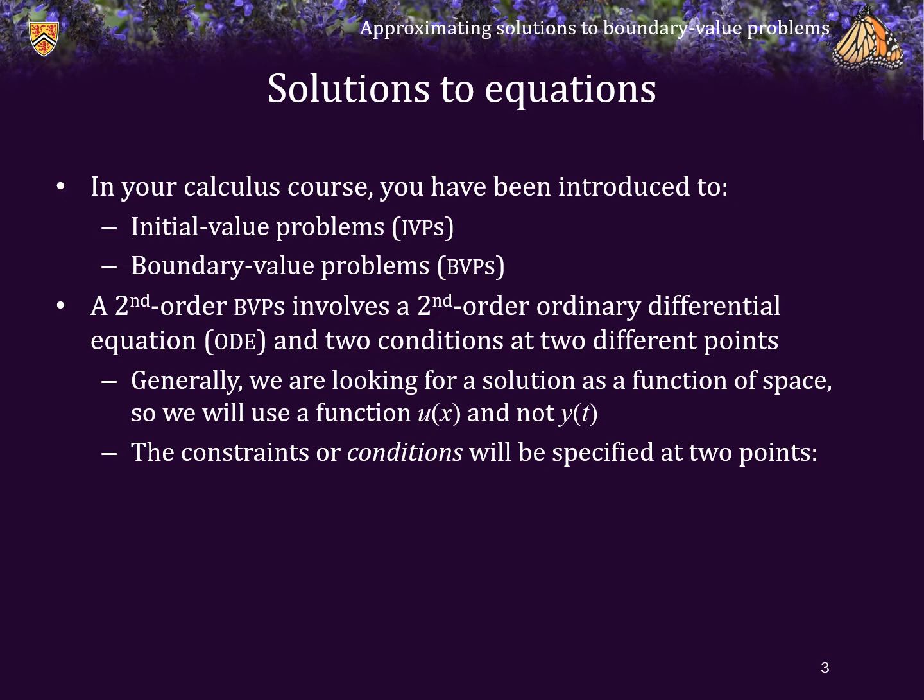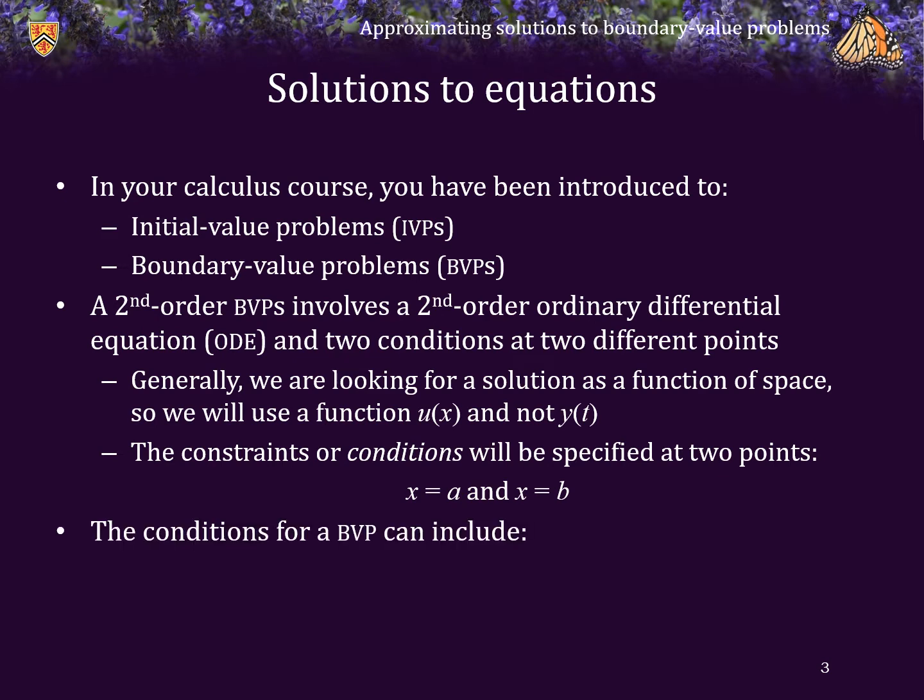Now, the constraints or conditions will be provided at two specific points, and we will represent these points by x equals a and a second at x equals b. a and b are two different points in space.